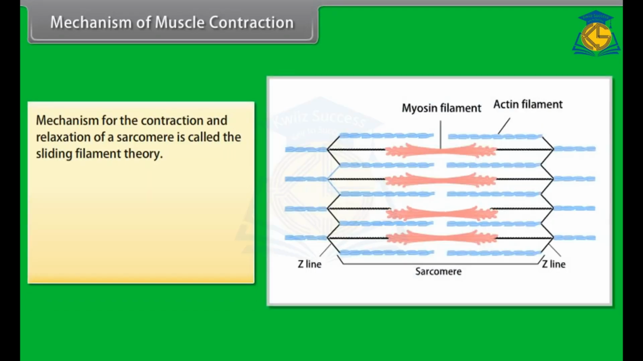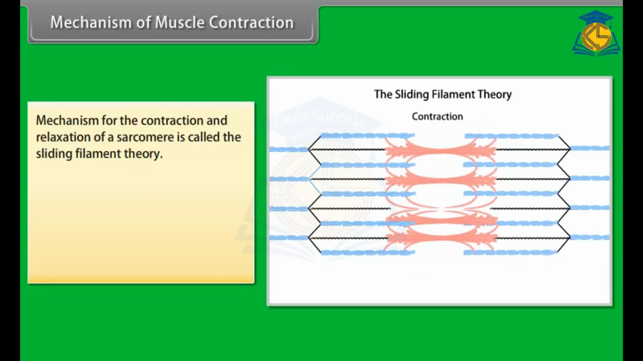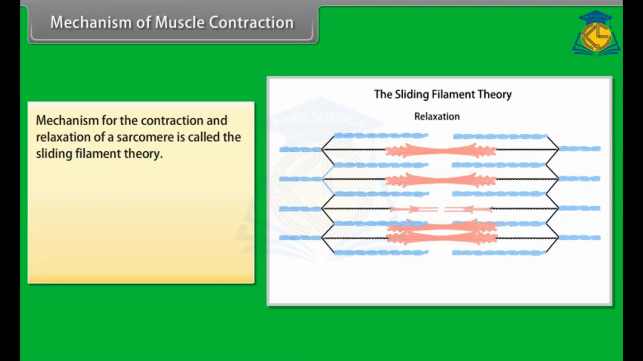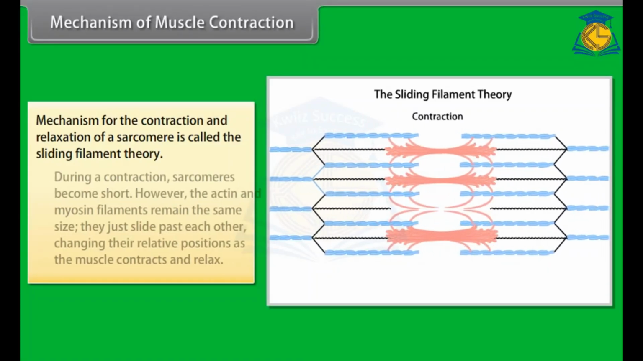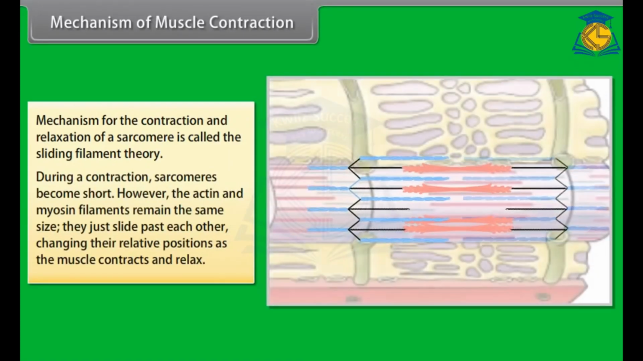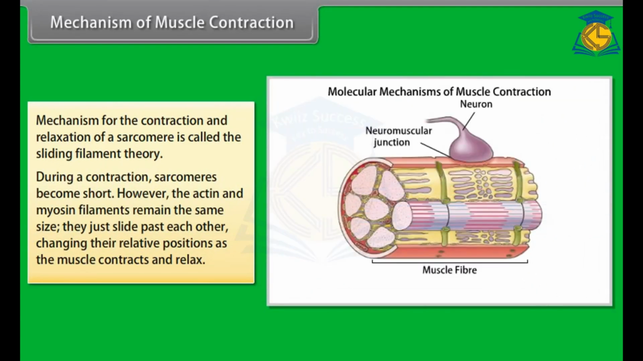The mechanism for the contraction and relaxation of a sarcomere is called the sliding filament theory. During a contraction, sarcomeres become short. However, the actin and myosin filaments remain the same size. They just slide past each other, changing their relative positions as the muscle contracts and relaxes.